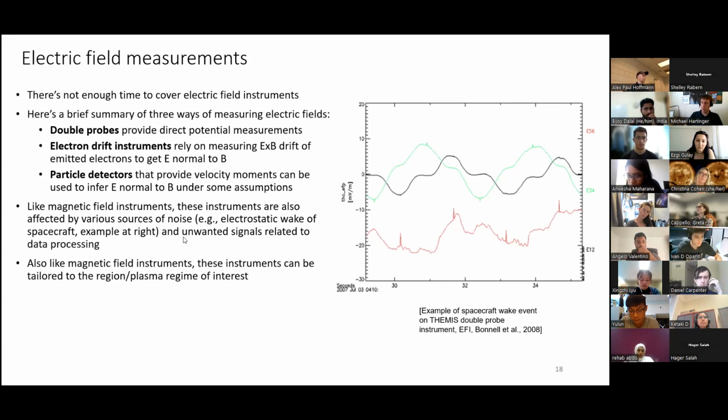And like magnetic field instruments, the electric field instruments are also affected by noise and unwanted signals. I think you're learning about this in your activity: there are, for example, electrostatic wakes that are an unwanted signal that electric field instruments can often pick up. That's something to be aware of when you're looking at level 2 electric field data, for example. And again, they can be tailored to the region of interest.